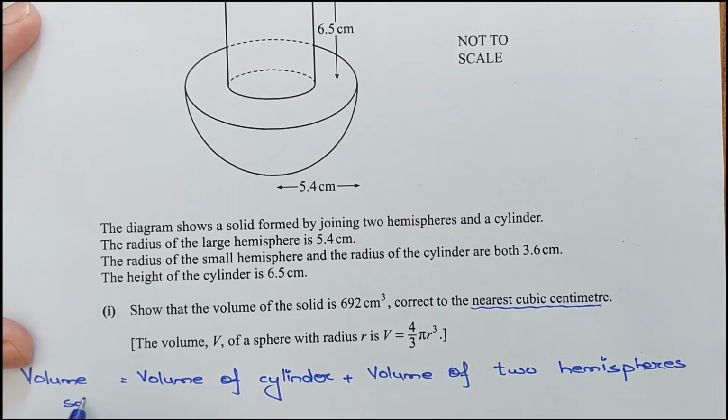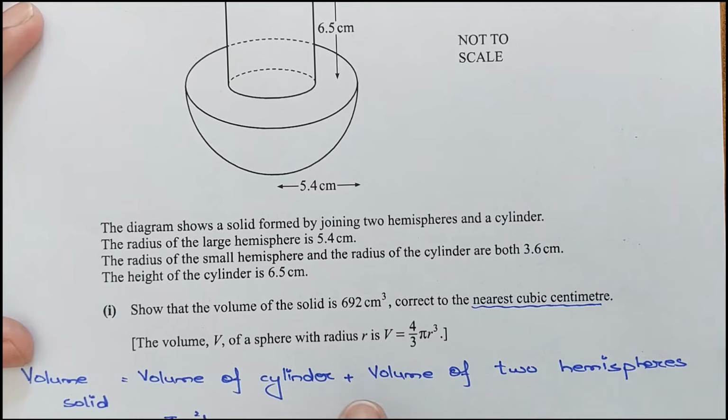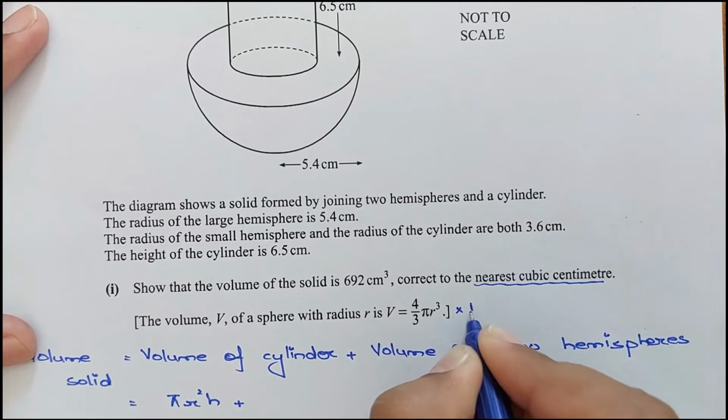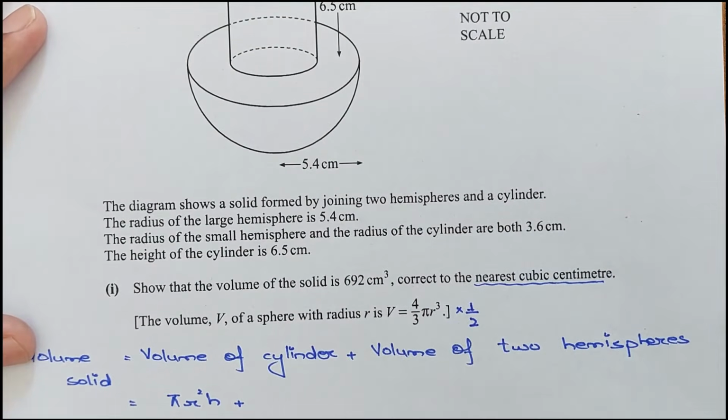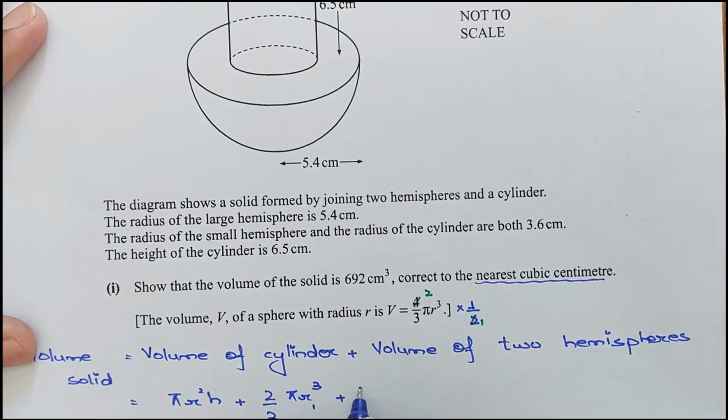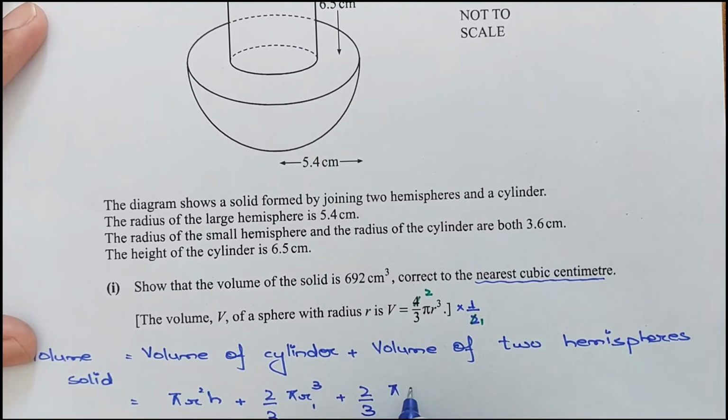Volume of that solid. The volume of a cylinder has the formula pi r squared h, and the volume of a sphere is given as 4 by 3 pi r cubed. A hemisphere is half of it, so we times it by 1 by 2. When we times it by 1 by 2, we have 2 times 1 is 2, 2 times 2 is 4, so that is 2 by 3 of pi r cubed.